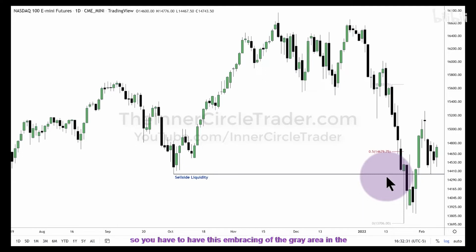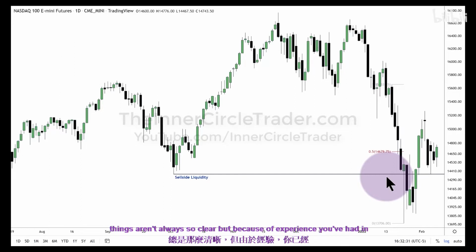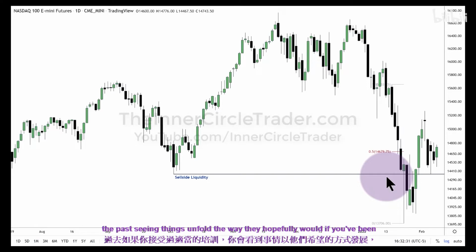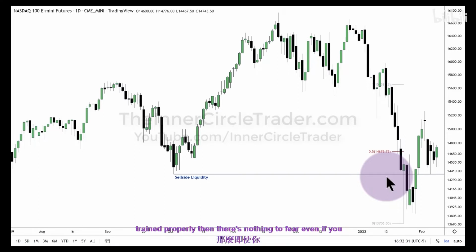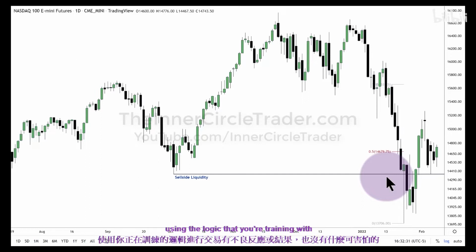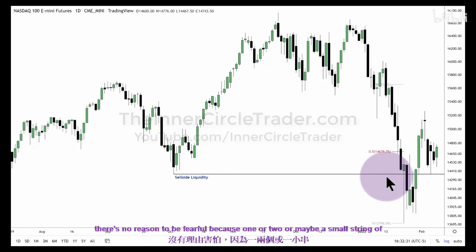So you have to have this embracing of the gray area in the marketplace. That gray area is where things aren't always so clear. But because of experience you've had in the past, seeing things unfold the way they hopefully would if you've been trained properly, then there's nothing to fear. Even if you do it wrong and you have an adverse reaction or result to taking a trade using the logic that you're training with, there's no reason to be fearful, because one or two or maybe a small string of losing trades does not in any way, shape, or form diminish the effectiveness of a model if it's based on sound logic.